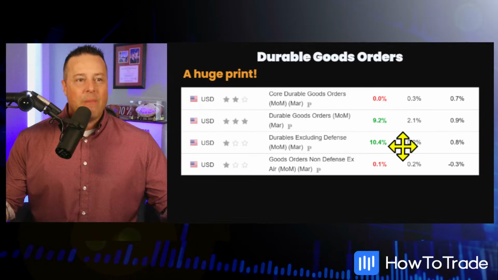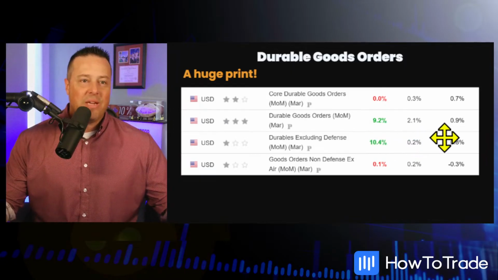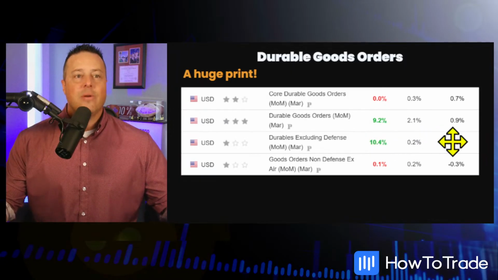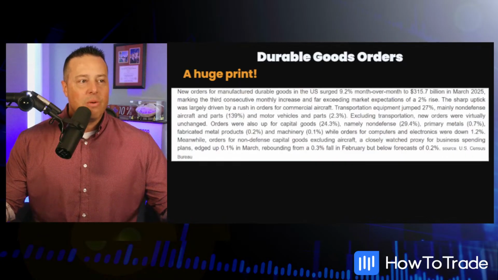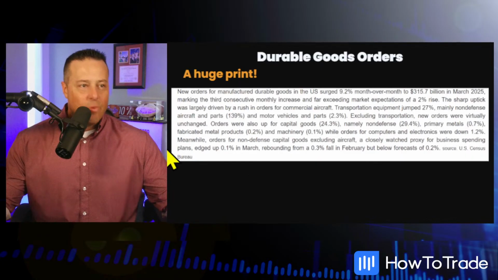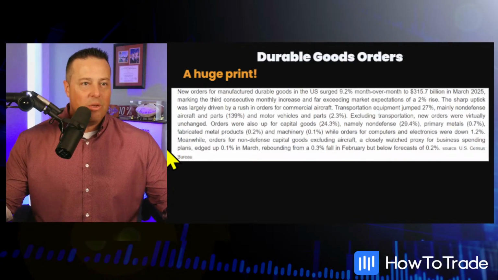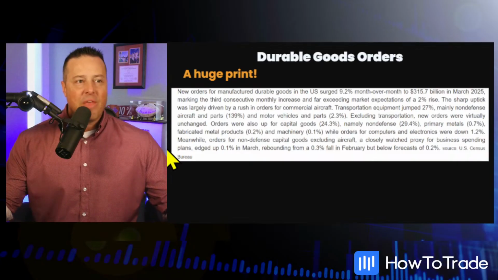And what a big print is one that absolutely shatters expectations in the previous. That's a huge number. You're welcome, Team Marina. That's an absolutely huge number. So when we get into what exactly it means, new orders for manufacturing durable goods surged 9.2% month over month to $315.7 billion in March, making the third consecutive monthly increase and far exceeding expectations.